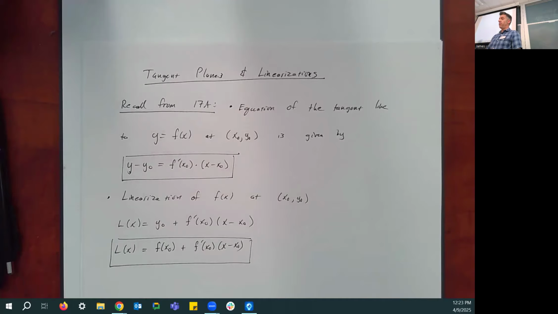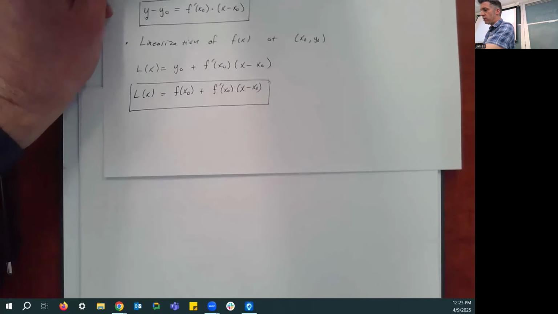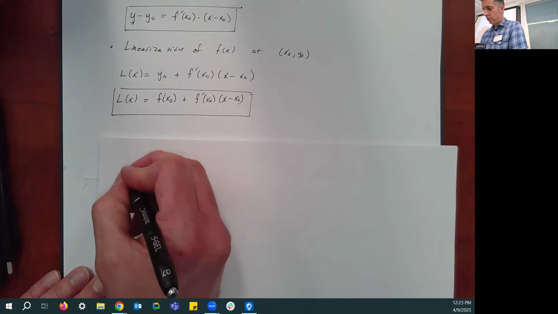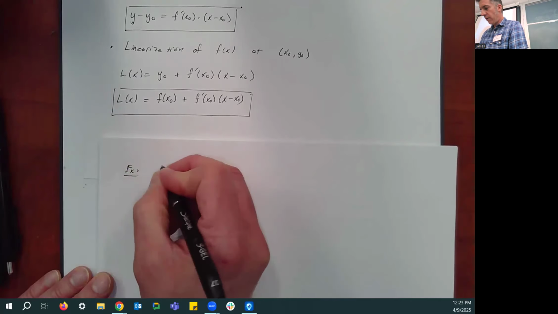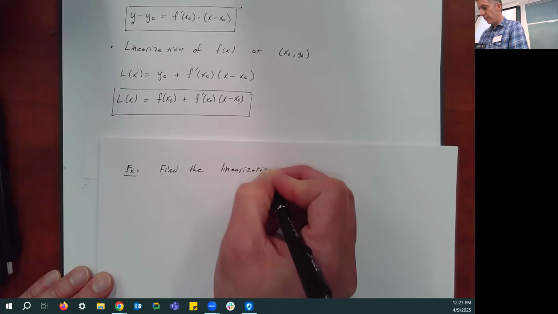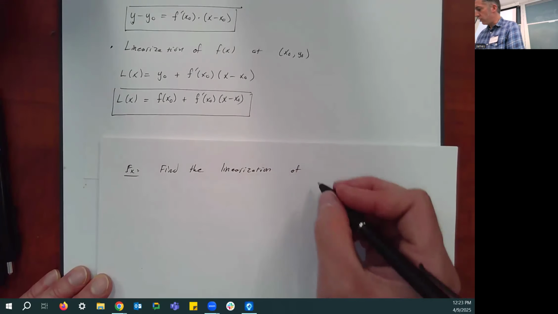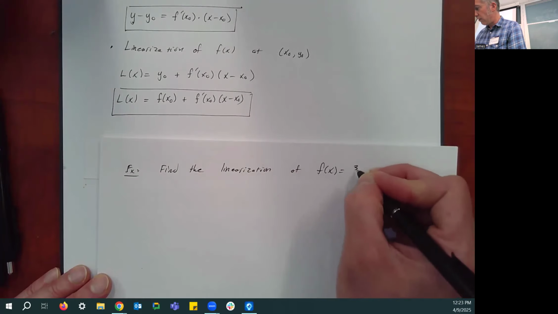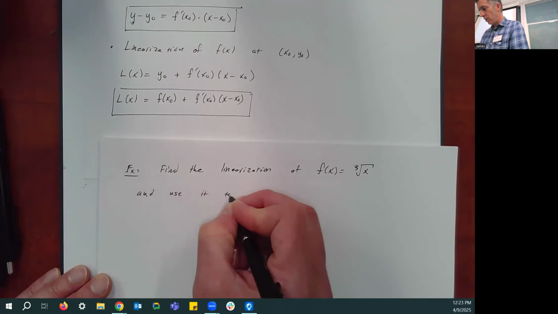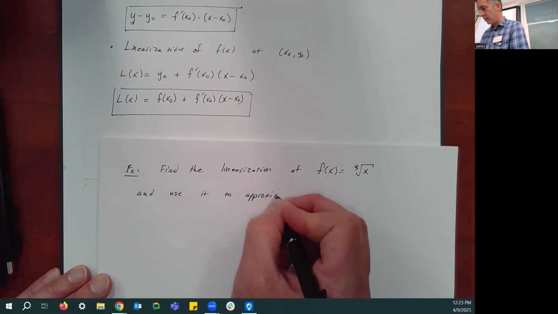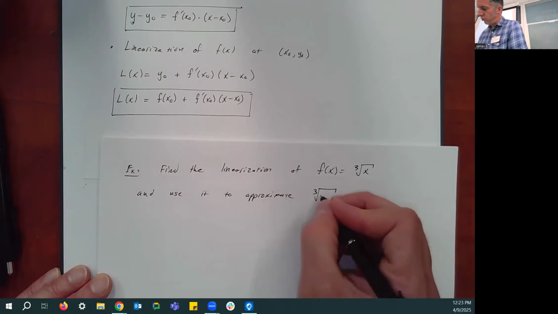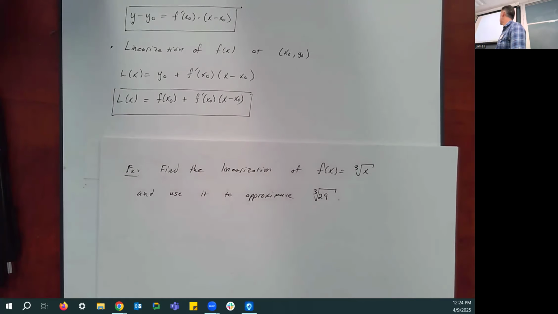Here's what we used it for back then. So someone could have asked you, for example, to find the linearization of, let's change it up, f of x equal to the cube root of x, and use it to approximate or estimate the cube root of 29.